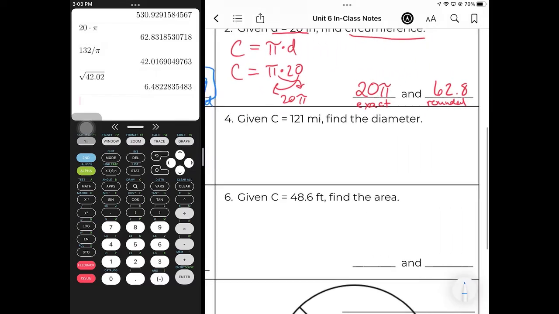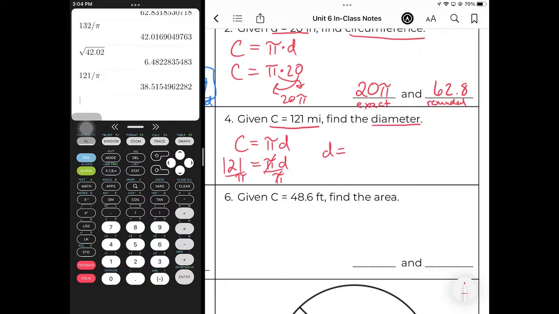Same thing here on number 4. I'm giving you a total measurement this time. I'm giving you the circumference measurement, and I want to find the diameter. So again, I want to use the circumference formula that uses diameter. C equals pi d. But instead of plugging in a diameter and getting circumference, I'm going to plug in a circumference to find the diameter. So we divide by pi, and my diameter is equal to 38.5. Okay?